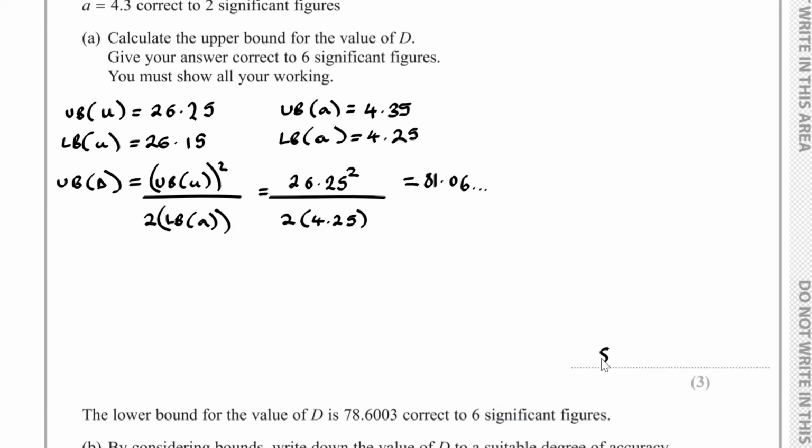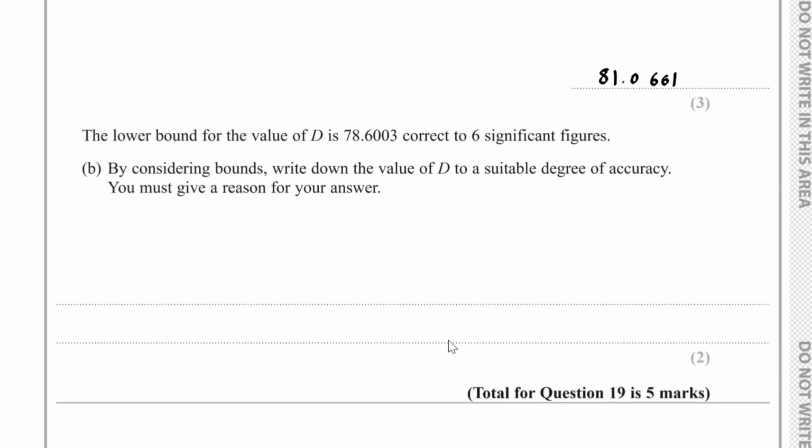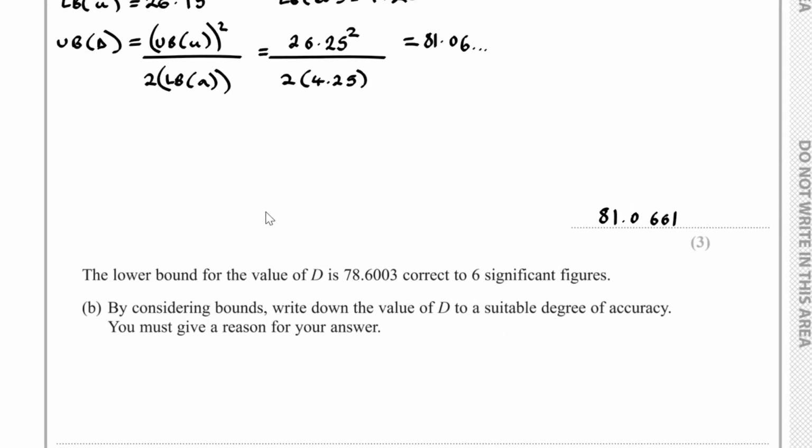So here we end up with 81.0661. Okay. Now for part B, the lower bound of the value of d is 78.6003, correct to 6 significant figures. By considering bounds, we have to write down the value of d to a suitable degree of accuracy. You must give a reason for your answer.